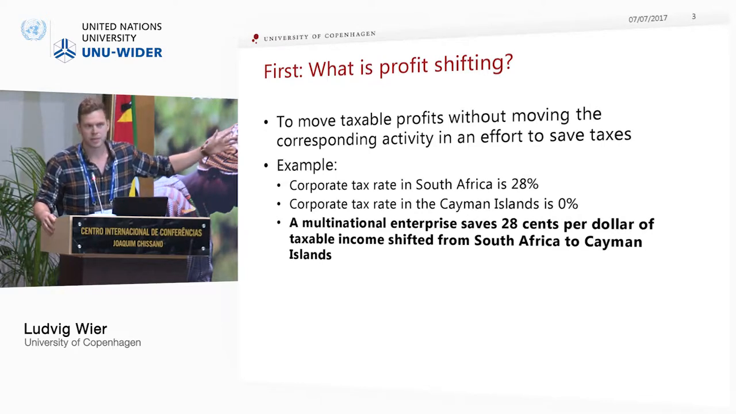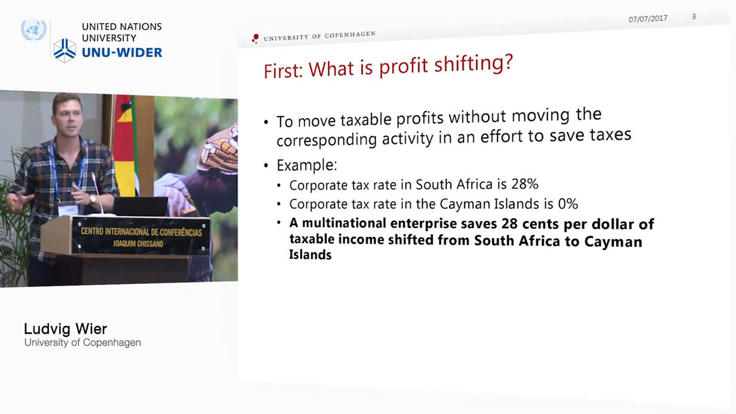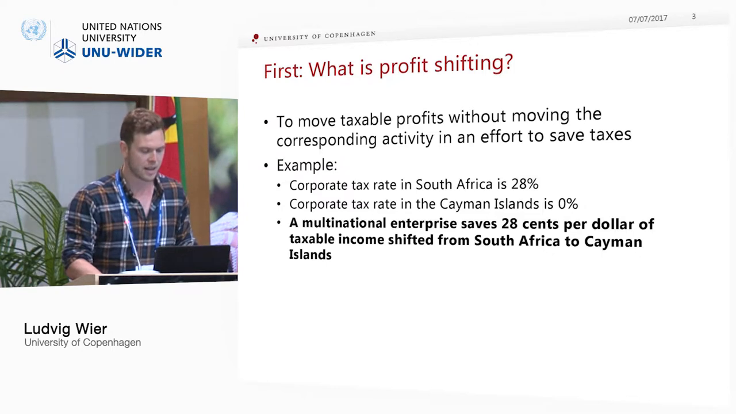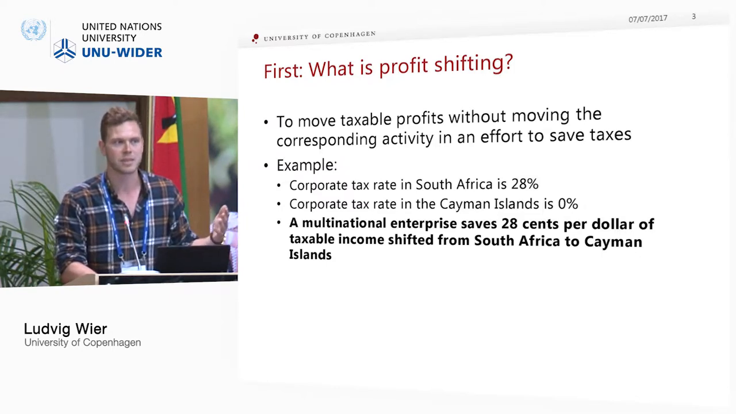But if you close down your factory in South Africa, or close down the production and move the entire production to the Cayman Islands, then you will also see the profits moving to the Cayman Islands, but this will be the result of an actual activity movement. And this is not profit shifting. This is an important distinction, and as you can imagine, it is also why this is difficult to estimate. Did we observe a movement of activity, or did we observe an artificial movement of reported profits?